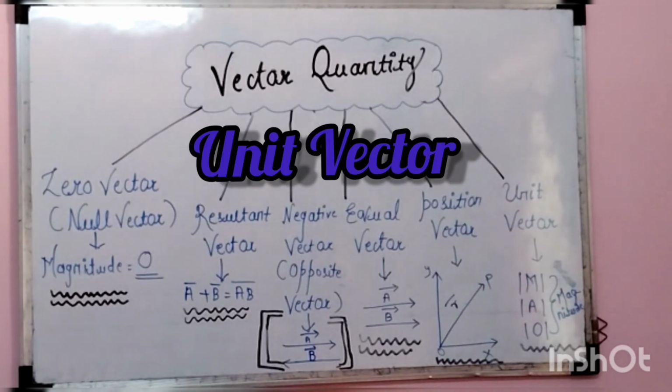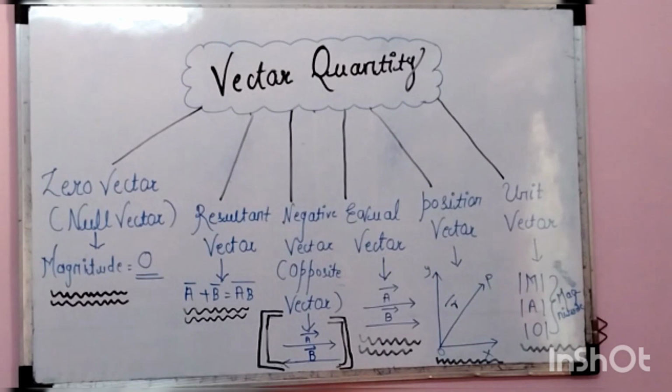And the last one is what is meant by unit vector. A vector having unit magnitude in a particular direction is called the unit vector. Its example is given at the downward side, that is magnitude of M, magnitude of A and magnitude of O.